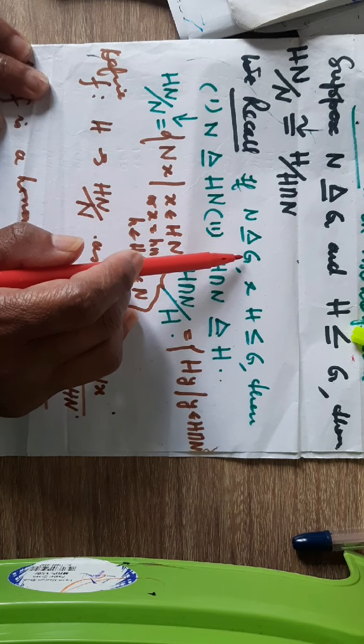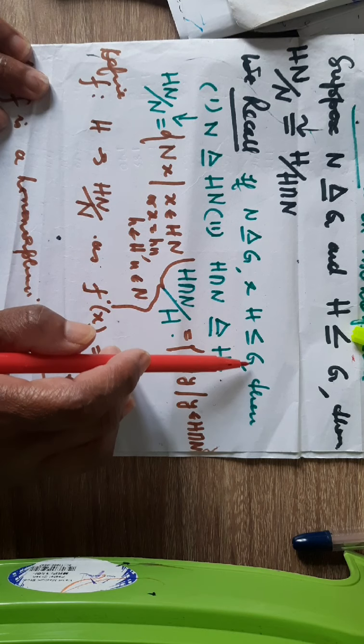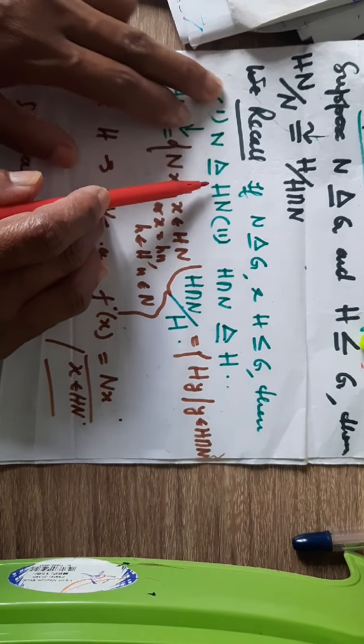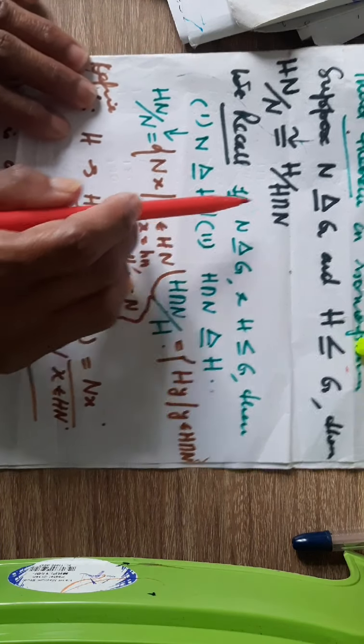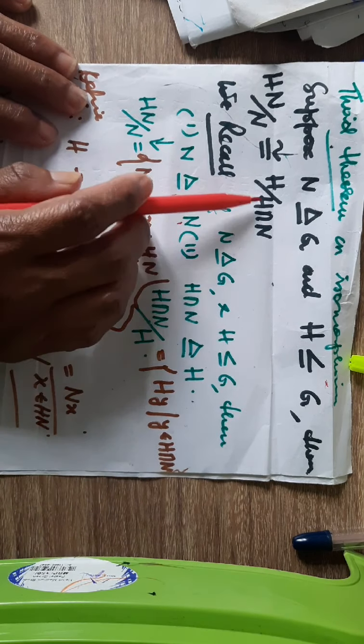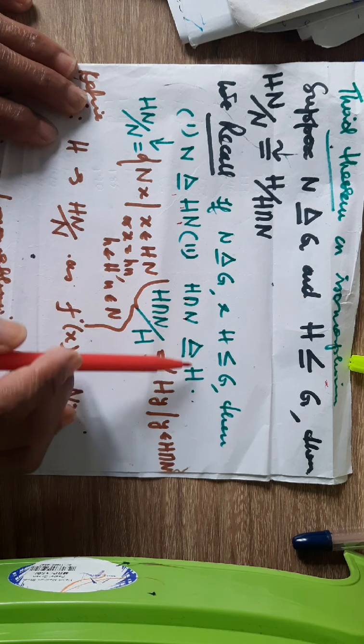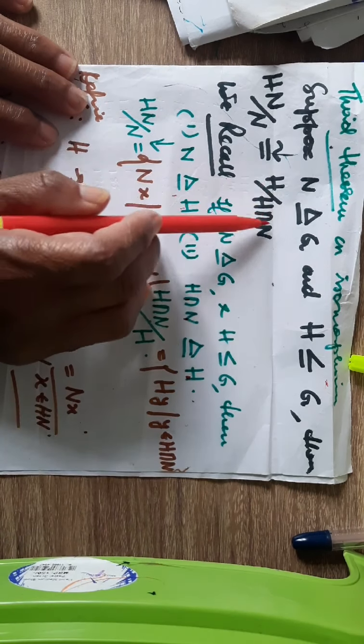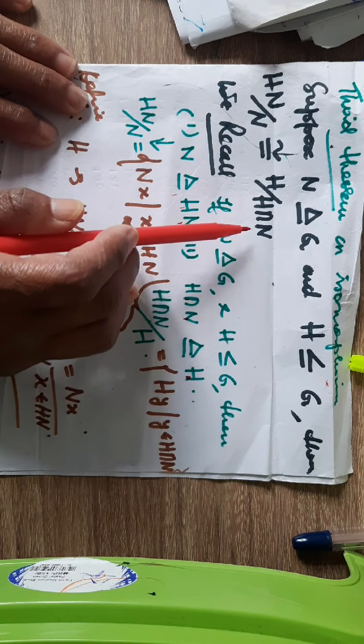theorem. If N is a normal subgroup of G and H is just a subgroup of G, then in that case N will be a normal subgroup of HN. So that's why the quotient group HN/N can be formed. Now similarly, H∩N will be a normal subgroup of H. So that's why the quotient group H/(H∩N) can be formed.